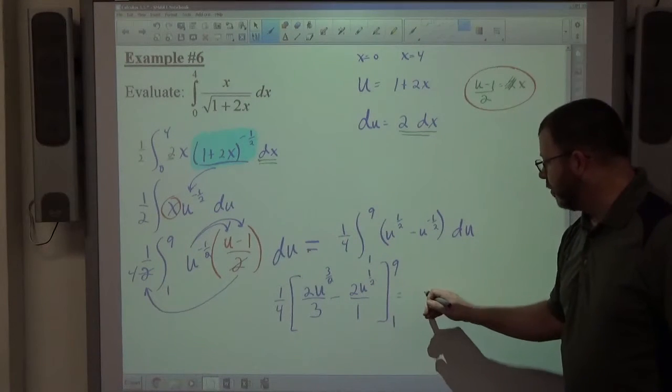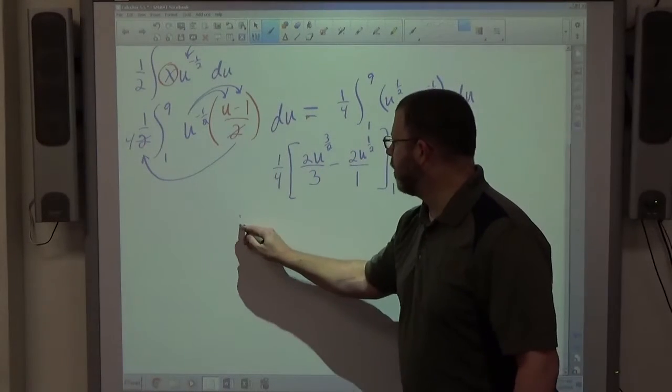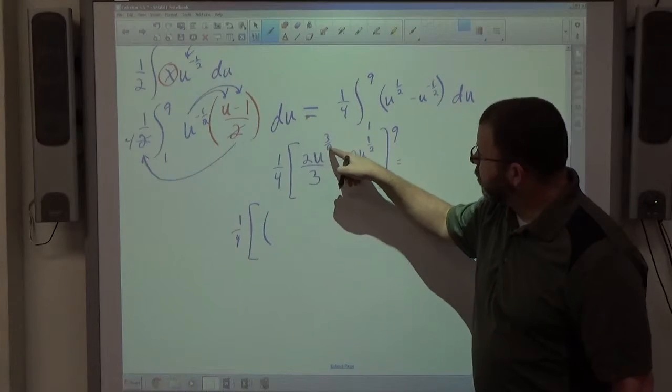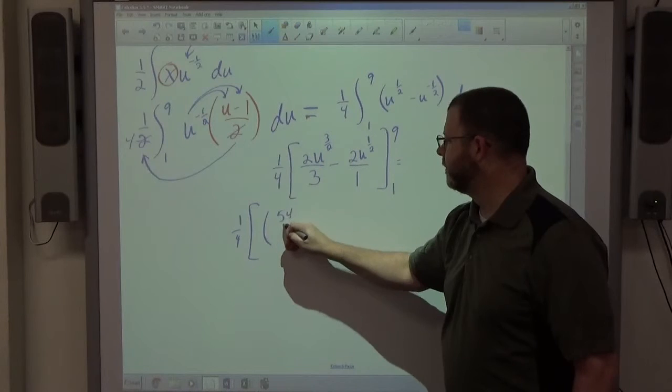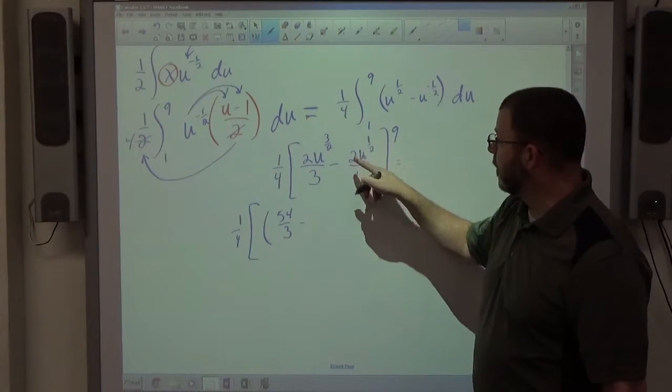So now if I substitute 9 in first, let's scroll this down a little bit. So I've got my 1/4. If I put 9 in, the square root of 9 is 3, to the third power is 27, times 2 is 54. The square root of 9 is 3, to the first power is 3, times 2 is 6.